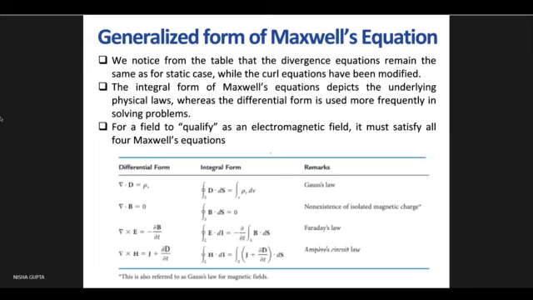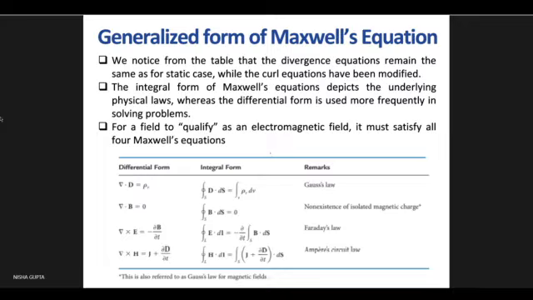If we examine these equations and compare them with the static case, we find that in the first two equations there is no change. They remain as they are. Only that is your del dot D, del dot B. So the divergence equations remain unchanged both for the time varying as well as for the static case.